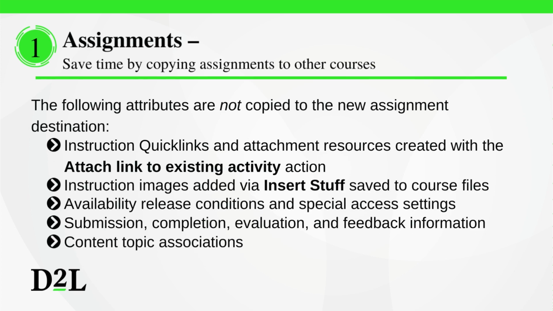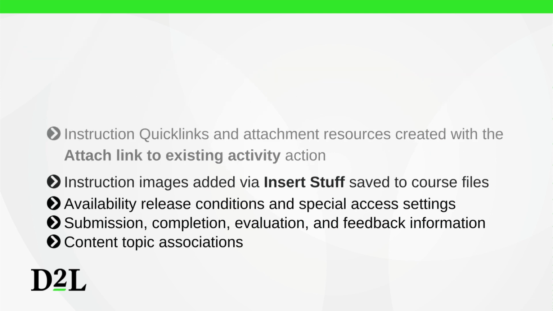The following attributes are not copied to the new assignment destination: instruction quick links and attachment resources created with the attach link to existing activity action; instruction images added using insert stuff that were saved to course files; availability release conditions and special access settings; submission and completion information, including group assignment designation; evaluation and feedback information, including Turnitin associations, competency and outcome associations; and content topic associations, for example, if the assignment is linked from content. Please note that in some cases, references to links and images that are not copied may result in broken links.